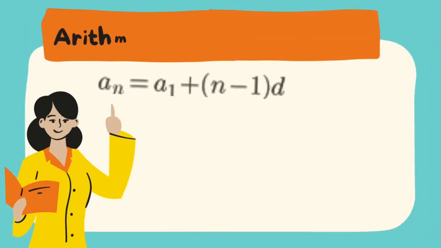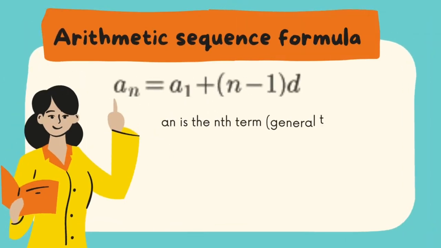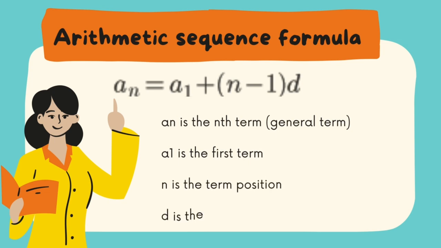For the arithmetic sequence formula, we must remember that a_n is equal to a_1 plus open parenthesis n minus 1 close parenthesis d. So a_n is the nth term or the general term, a_1 is the first term, n is the term position, and d is the common difference.